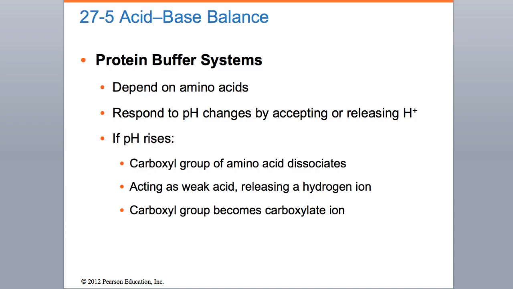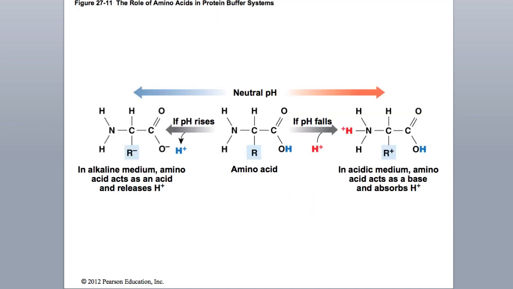Now, here's your protein buffer system. Make sure you know how the protein buffer system works. The best way to do that is through this picture. This is how you regulate your amino acids and how amino acids play a role in the protein buffer system. If we have an alkaline medium, the amino acids act as an acid and release hydrogen ions. In an acidic medium, the amino acid acts as a base and absorbs hydrogen ions. So that's how you're regulating. If the pH falls, you add; if the pH rises, you remove the hydrogen ion.